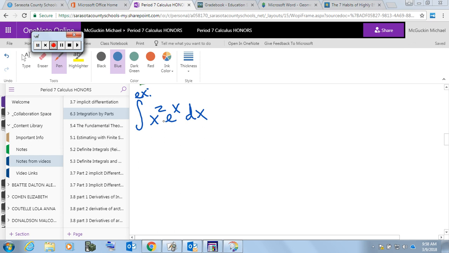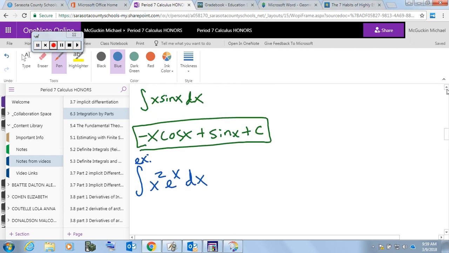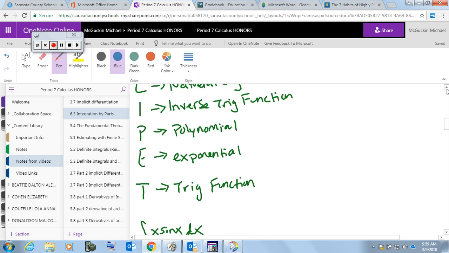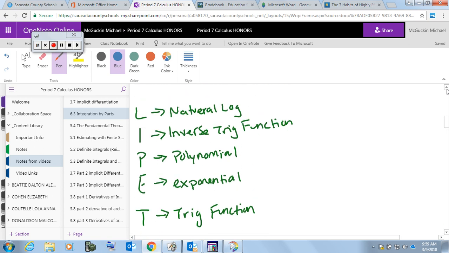Alright folks, so we are diving back into our talk about integration by parts. In our last video we defined what integrating by parts was, but probably more importantly we looked at the approach to how to choose a u and your dv for integration by parts. And we kind of focused on the LIPET acronym.